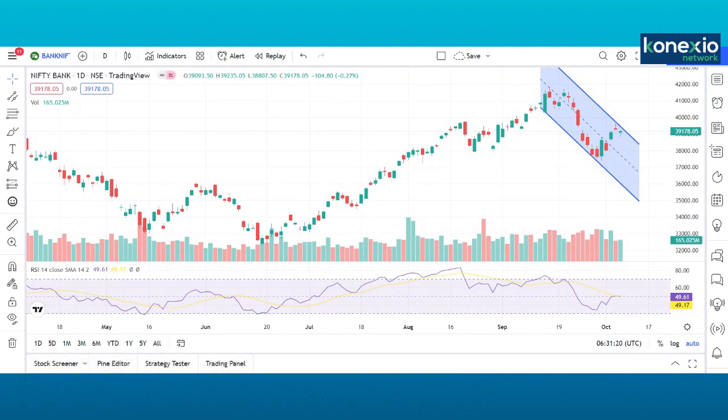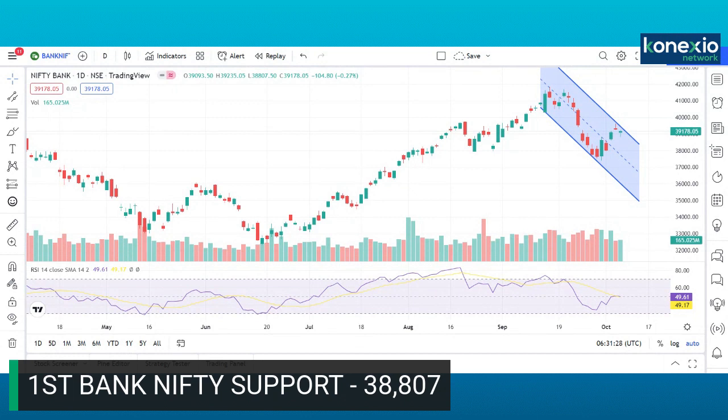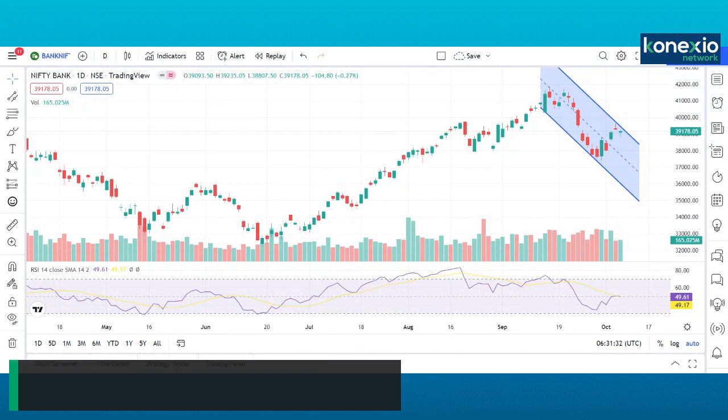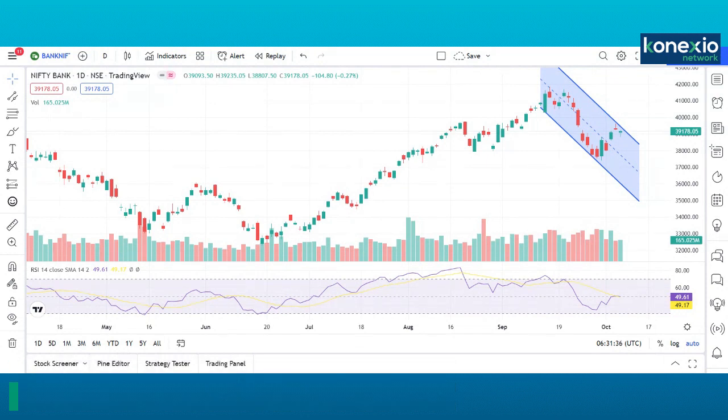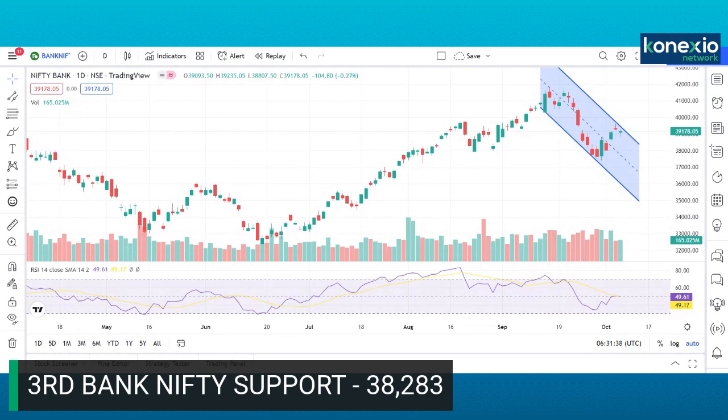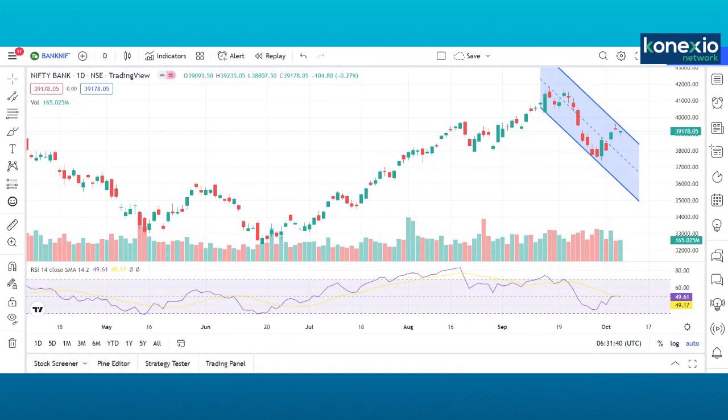Now let us discuss the supports and resistance levels in Bank Nifty for the next week. The first support in Bank Nifty is placed at 38,807. Second support is placed at 38,641. Third support is placed at 38,283.